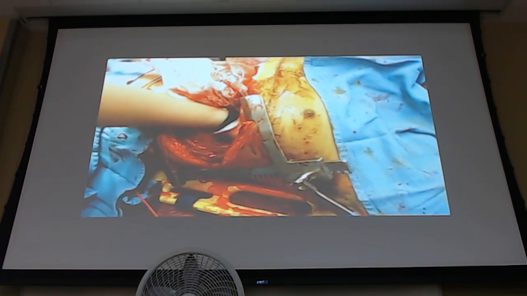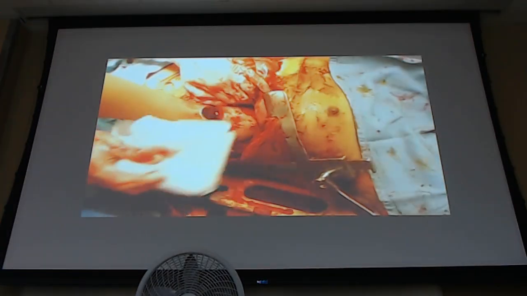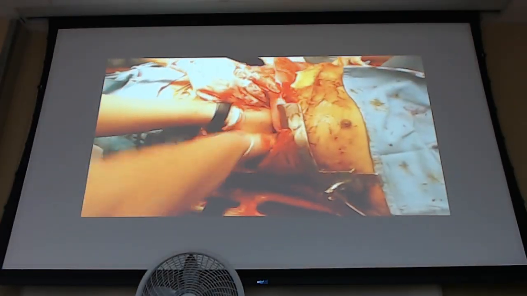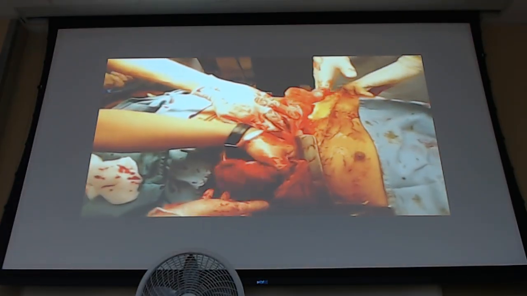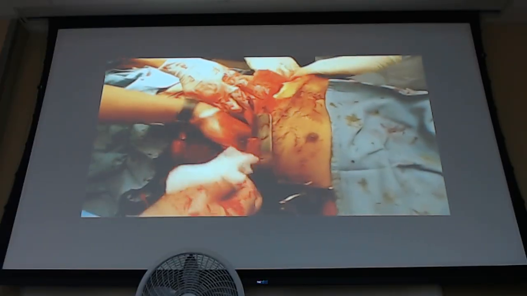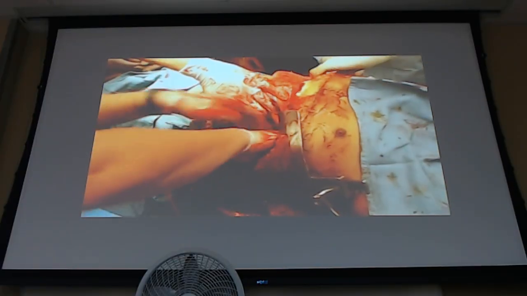So here's what it looks like. I don't know why that person has a watch on. That's why you don't wear watches when you're in the trauma room.